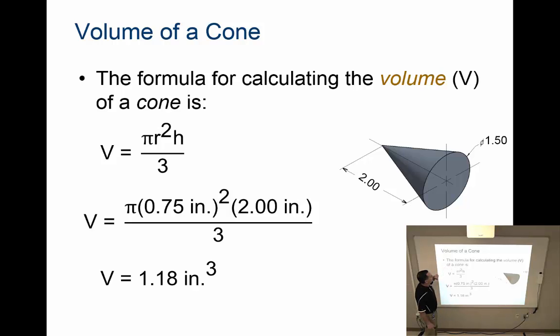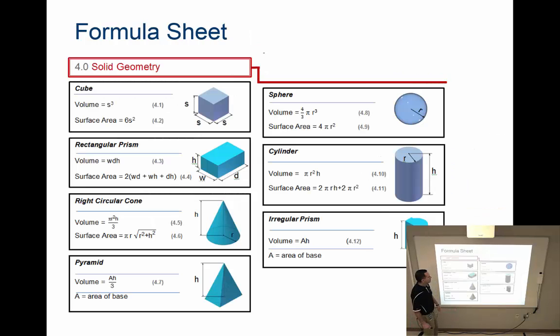The formula for calculating the volume of a cone is listed here. Again, I need to know the height for that cone, and I need to know the radius for that cone for this to work. I'll use 3.14 again for pi. Plug in my radius, square that, multiply by the height, divide by 3, and I get a volume of 1.18 inches cubed. So those formulas and other shapes as well are located on the formula sheet, which is loaded in the LMS. Feel free to use that on this activity.